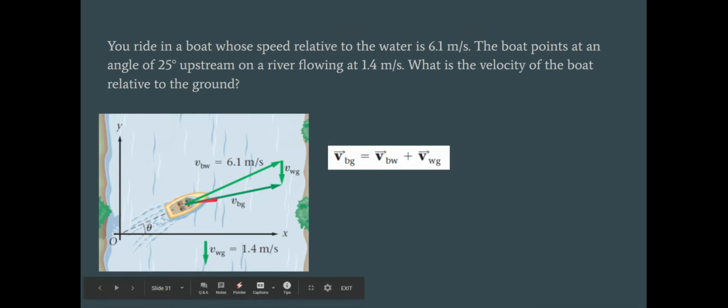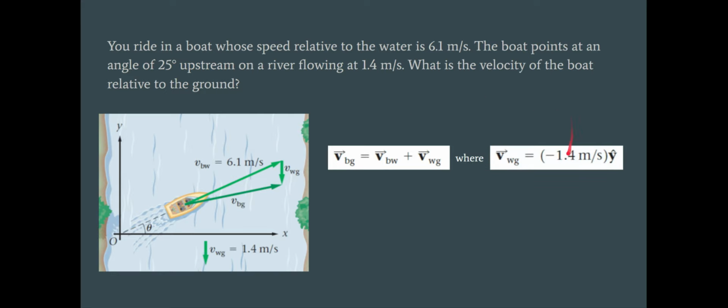So let's use the piece of information that's going to be the easiest first. When we look at our sketch, we see that the current is flowing in the y direction, which means it does not have an x component. So let's just go ahead and plug that information in. You'll see that this is a negative value, and that's because of this word upstream. The boat is moving against the current, so we needed to make this value negative.